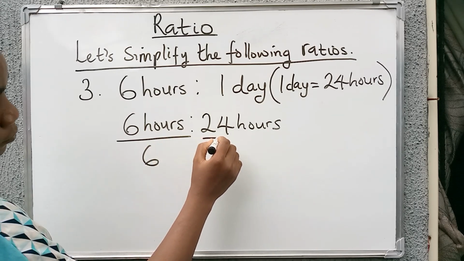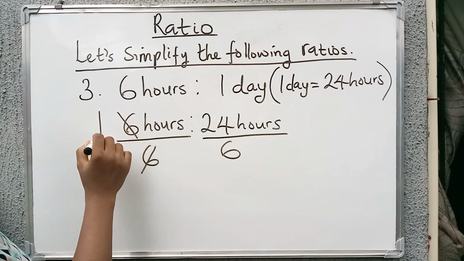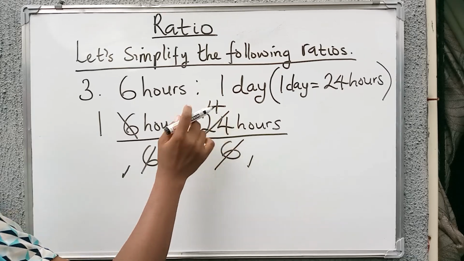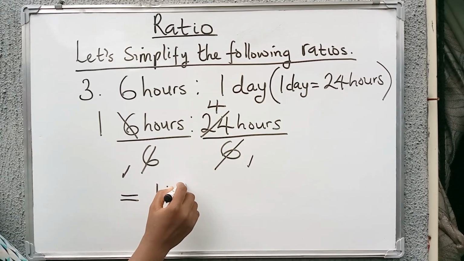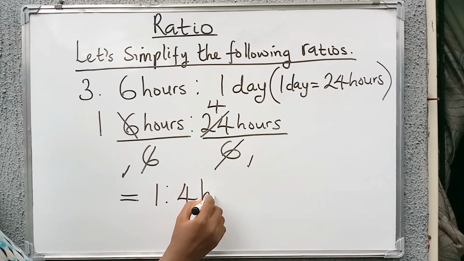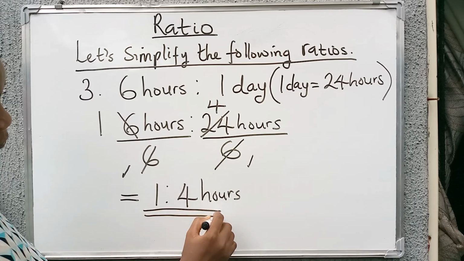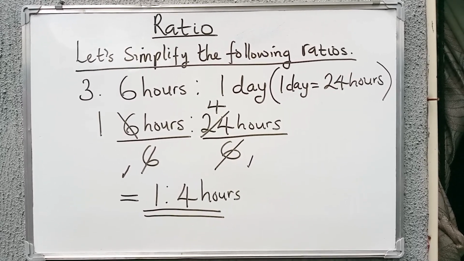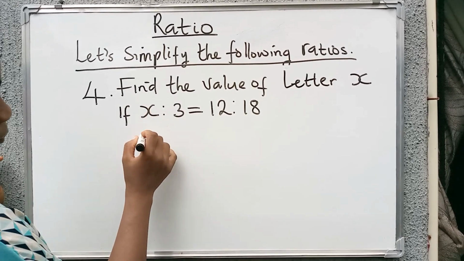Dividing both the 6 hours and the 24 hours by their greatest common divisor, that is 6. 6 into 6 hours will give us 1. 6 into 24 hours will give us 4. So our final answer is 1 hour is to 4 hours. When simplifying a ratio, always look at the units and bring them to a common unit before carrying out your division, as we have in examples 2 and 3.